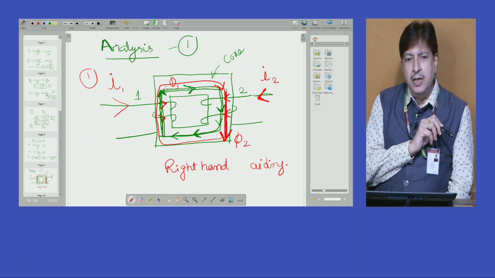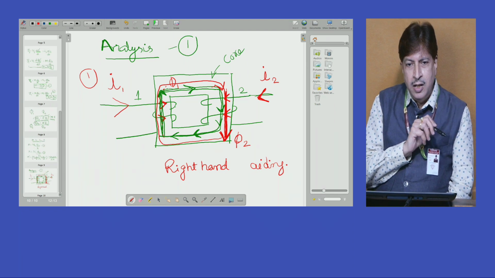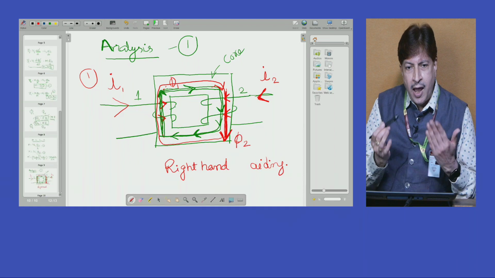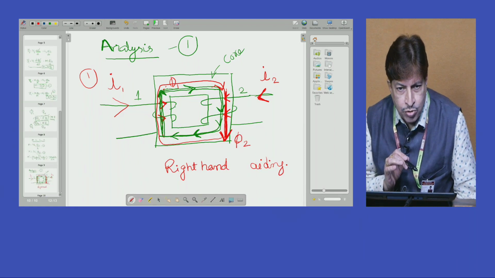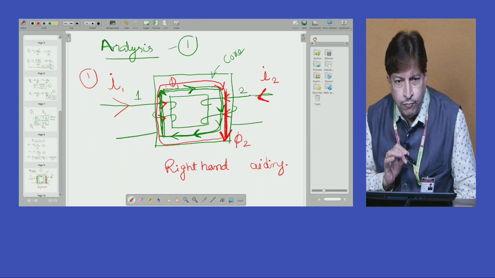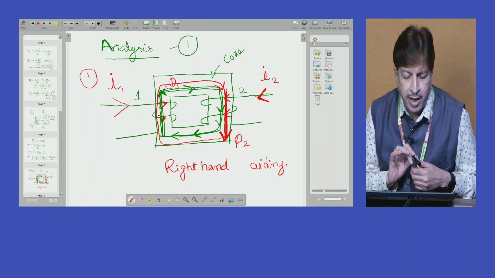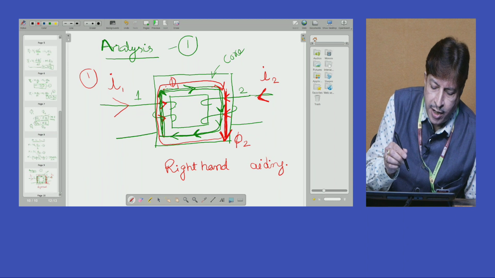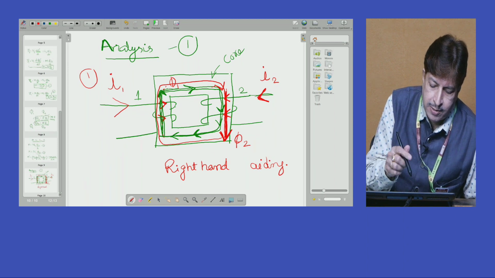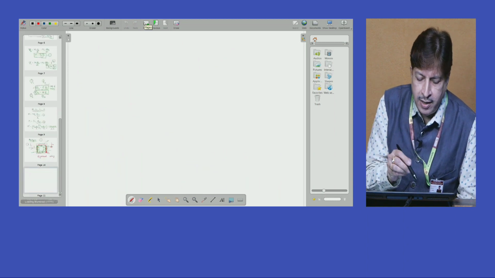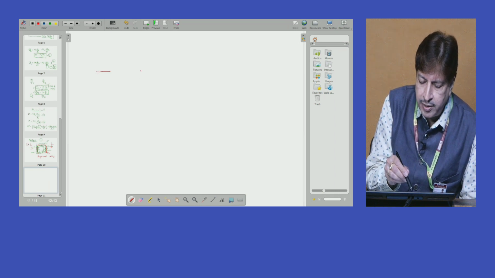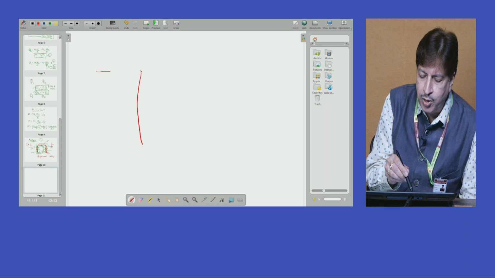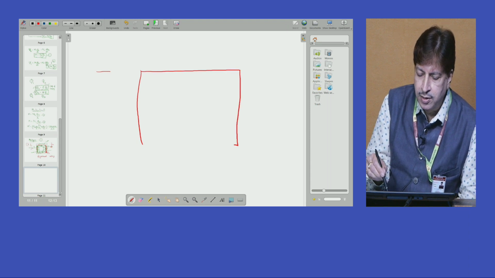They are in the same direction. This entire thing we have analyzed, and we drew the conclusion that these two fluxes are in the same direction. Now I show another case, and let us identify what happens in this particular case.